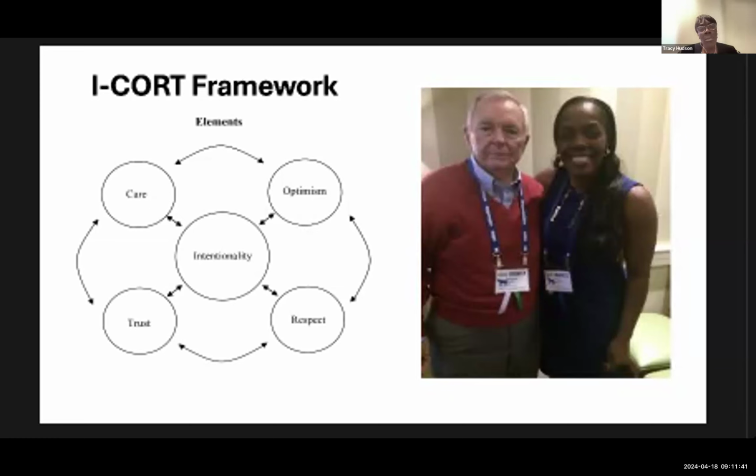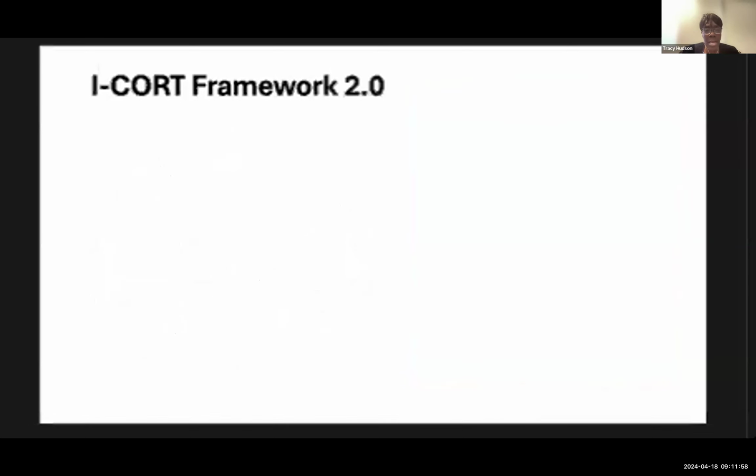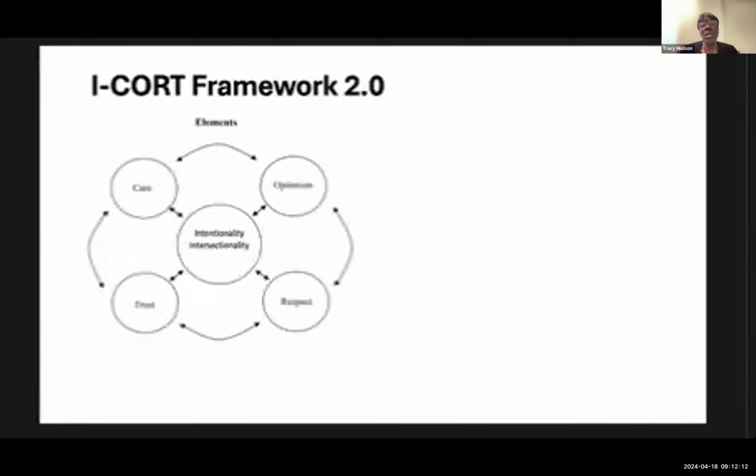So this is the original framework that Dr. William Perkey, that's Dr. William Perkey and myself at a conference, came up with. But this still didn't rest well with me. And so with that being said, I introduced another concept to this framework. I call it the I-CORT Framework 2.0. While keeping the core elements of Dr. Perkey's work, I adapted this framework to include yet another concept at the center of the framework. So at the center of the framework, not only do I have intentionality, I also have intersectionality.